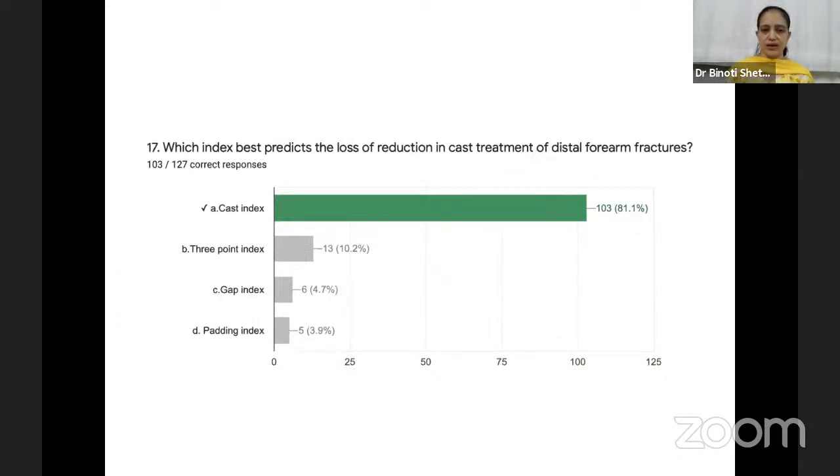Which index best predicts the loss of reduction in cast treatment of distal forearm fractures? Whether it's cast index, 3-point index, gap index, or padding index, and almost 81% have got it right. It's the cast index.